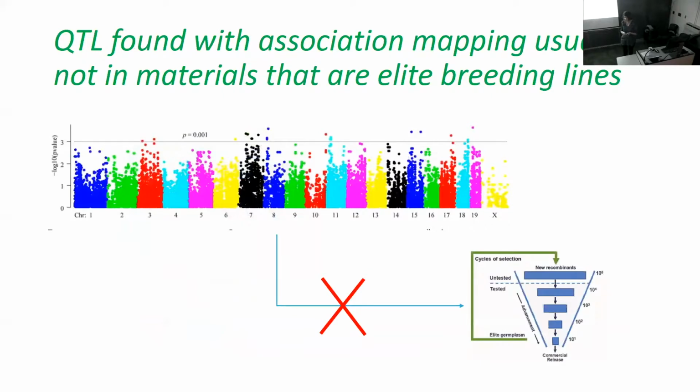And there were a couple of groups working on association mapping, which was even less fruitful, because most association mapping populations don't contain elite lines, don't contain lines of high relevance to the breeding population. And so even if a QTL is found, it's really not going to make it into the normal breeding cycle.